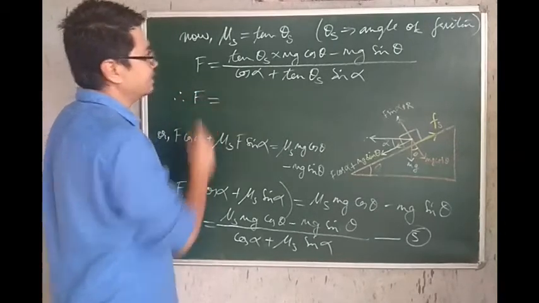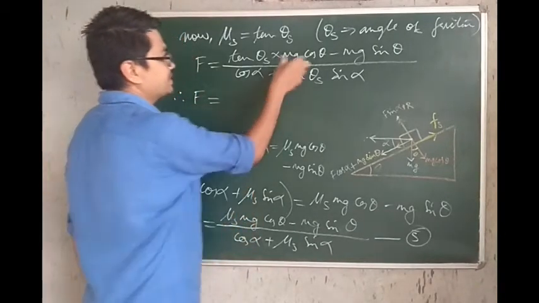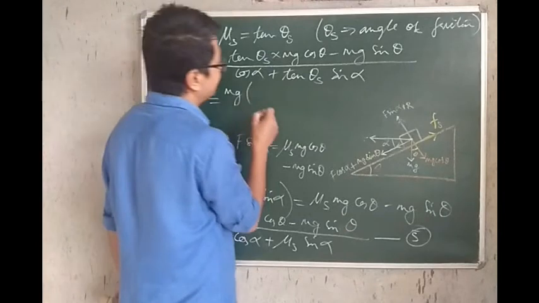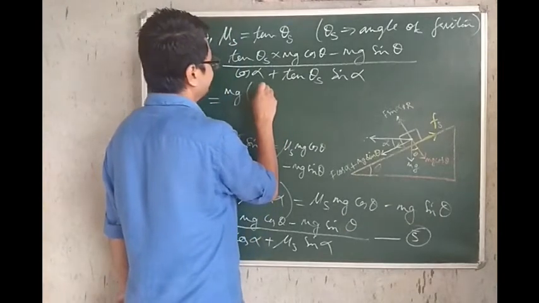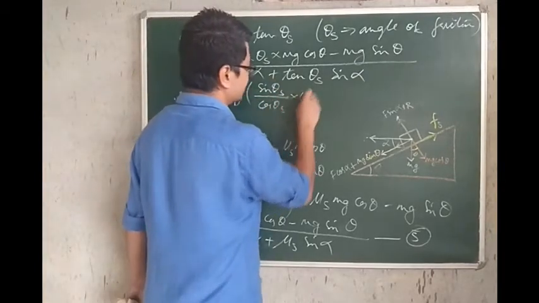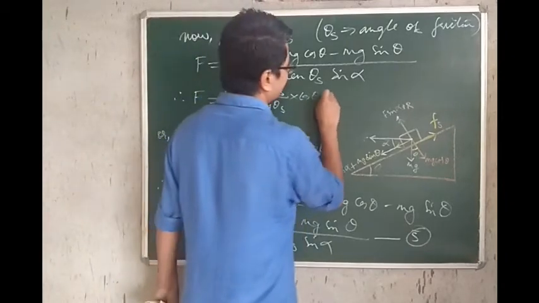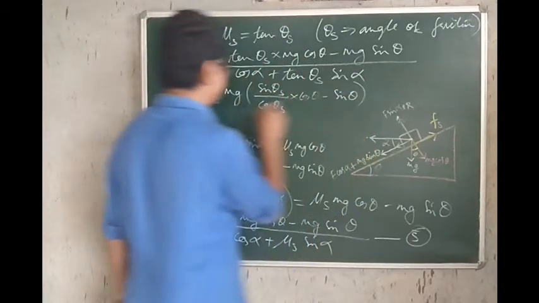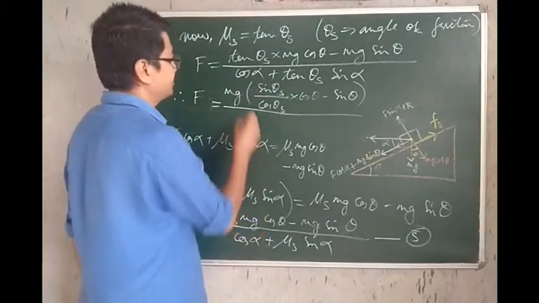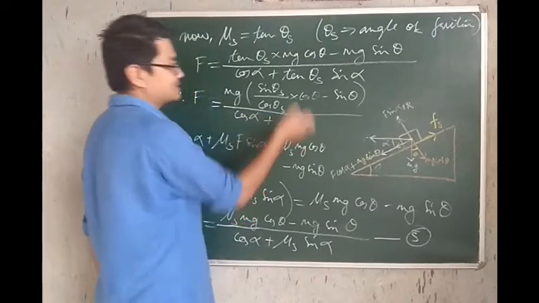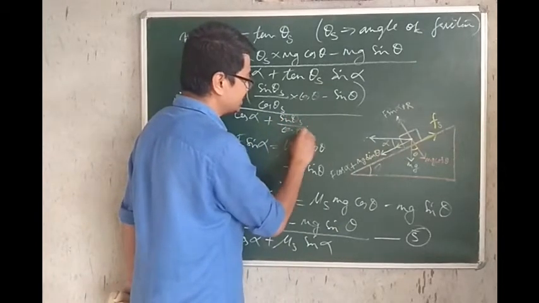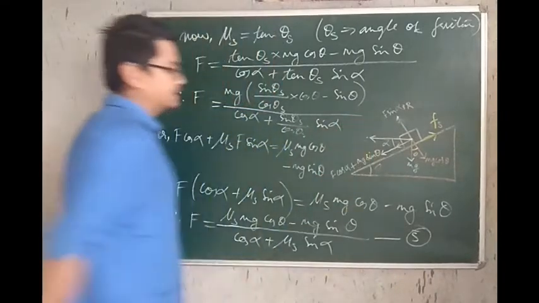So therefore we get F is, let me take out mg common here, mg. Instead of tan theta_s, we will write sin theta_s upon cos theta_s into cos theta in the numerator, minus sin theta, since mg is already taken out common, the whole thing divided by cos alpha plus, again, instead of tan theta_s, we will write sin theta_s divided by cos theta_s into sin alpha.